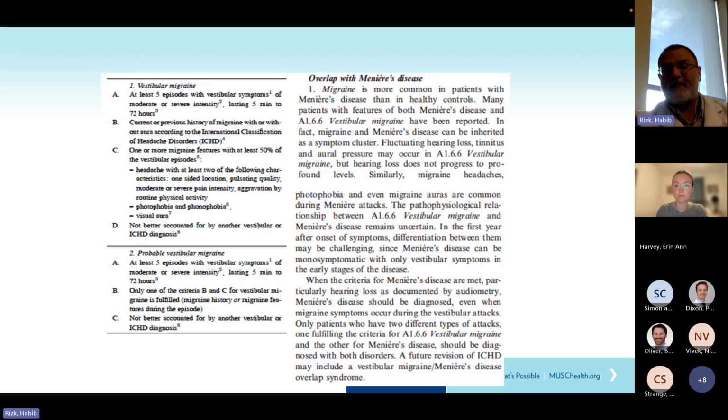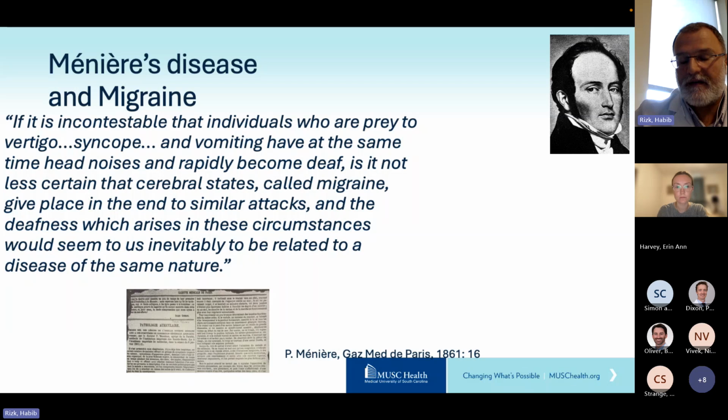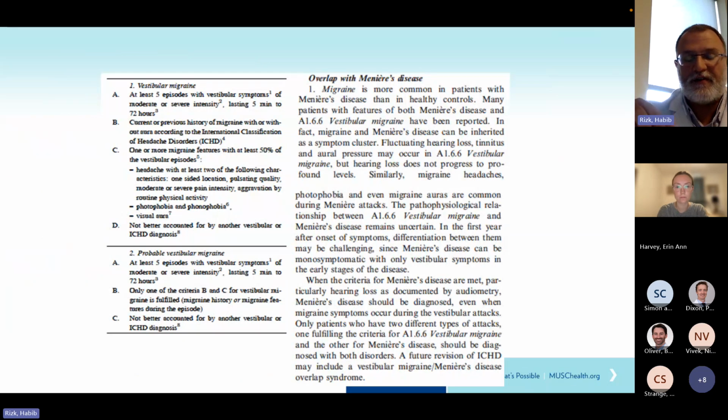Those are vestibular symptoms of moderate to severe intensity lasting 5 minutes to 72 hours with a current or previous history of migraine with or without aura, and 1 or more migraine features with at least half of the episodes. Not everybody needs to have a headache with their episodes to qualify for the diagnosis. And the Bereni criteria and the International Classification of Headache Disorders acknowledge that there's an overlap with Meniere's disease. And that's very important because that edition of the ICHD classification was published in 2013.